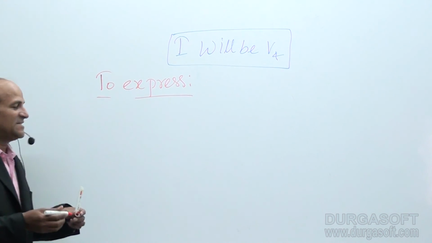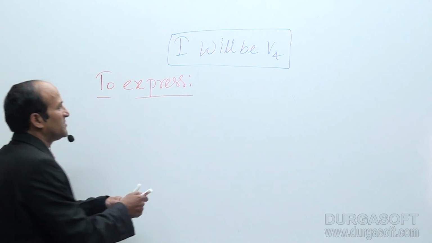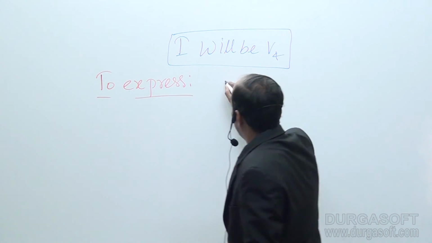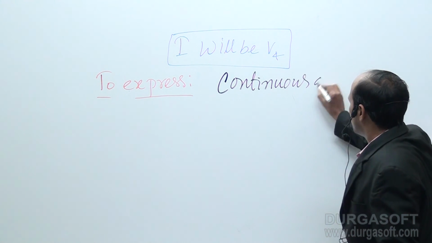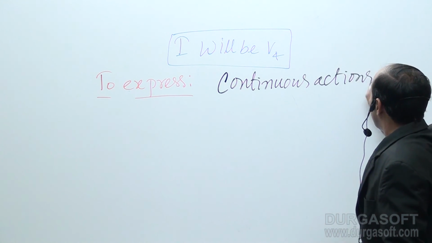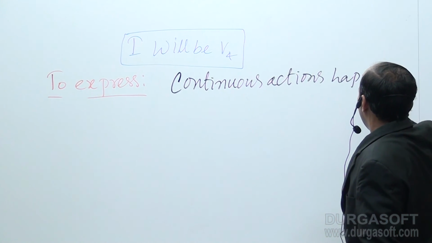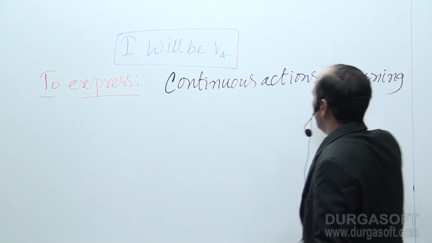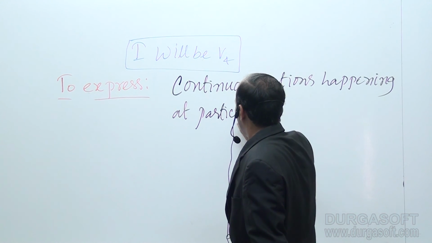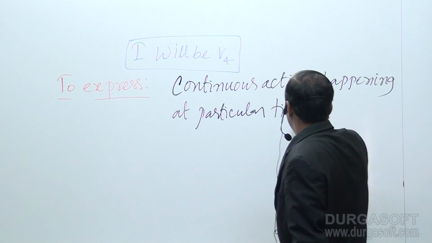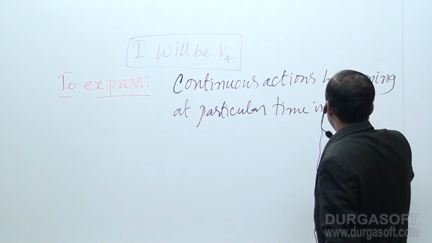"I will be V4" is used to express continuous actions happening at a particular time in the future. Particular time in the future.